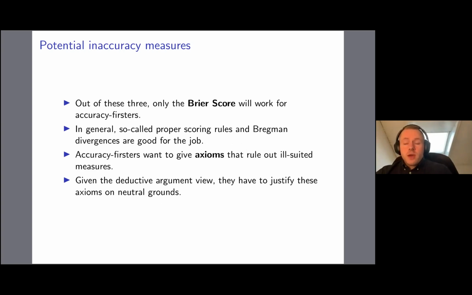So what they want to do is give axioms for inaccuracy measures, necessary conditions for inaccuracy measures that rule out those ill-suited measures like the absolute value score or the Euclidean distance score. And importantly, given the deductive argument view, they have to justify these axioms, right? Because they are simply premises in their argument. And they have to justify these on neutral grounds.